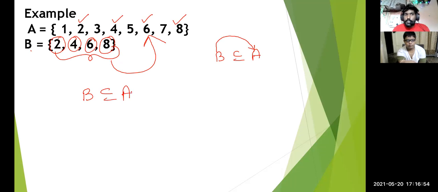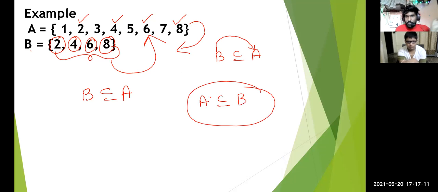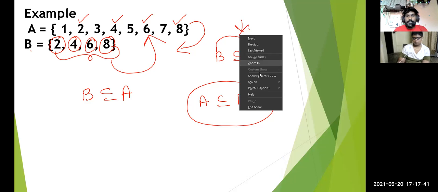So B is a subset of A. But the opposite is not correct: all the elements of A are not in B. Some are there, but not all. So you cannot say A is a subset of B, because the definition says all the elements of B should be in A. Then only you say B is a subset of A. Clear? Yes, sir. This can also be said as B is inside A. Now let's try to understand this by the Venn diagram.